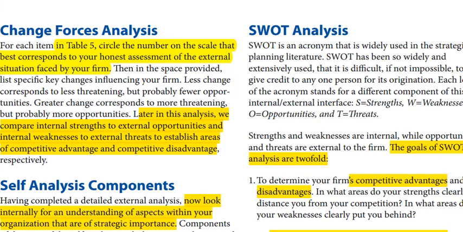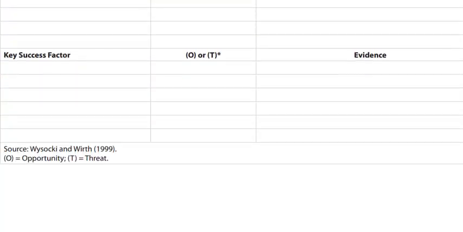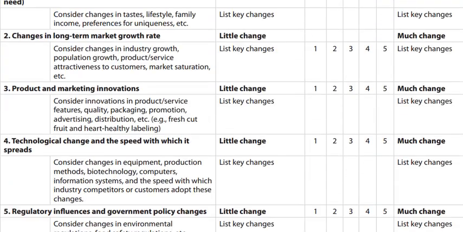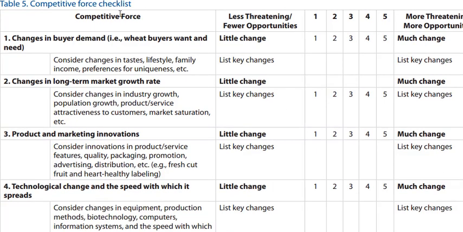We talked up to table number 4 in the last lecture, and in today's lecture we will start from table number 5. In table number 5 we are again given a scale, and that is for the assessment of the external situation faced by the firm. So let's go to table number 5 at the end of this particular reading, and this is for the competitive forces checklist.